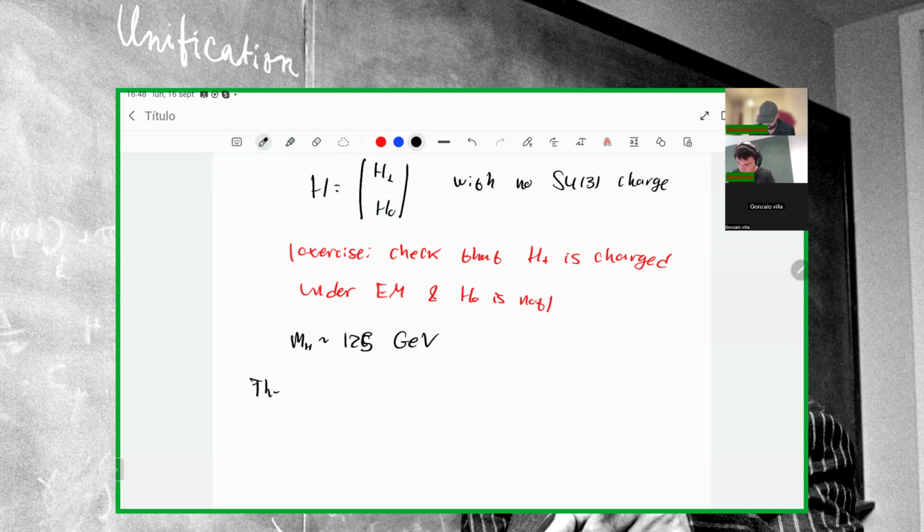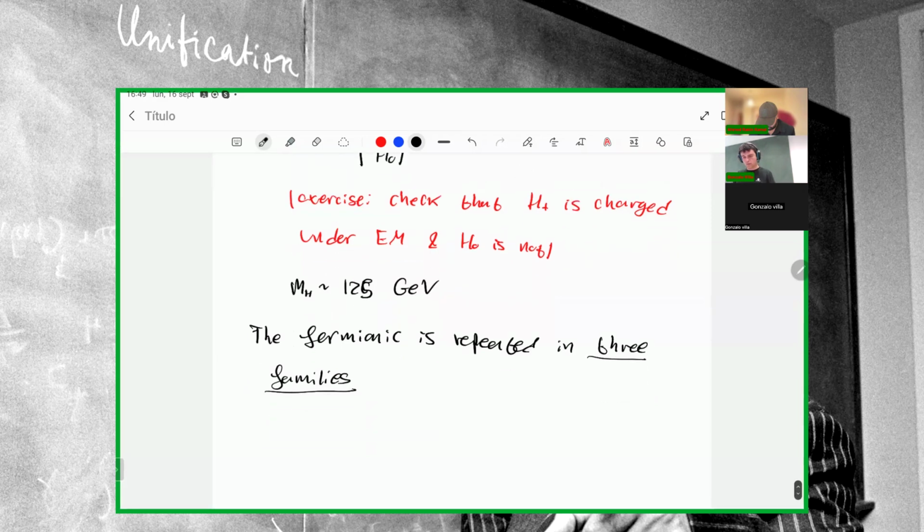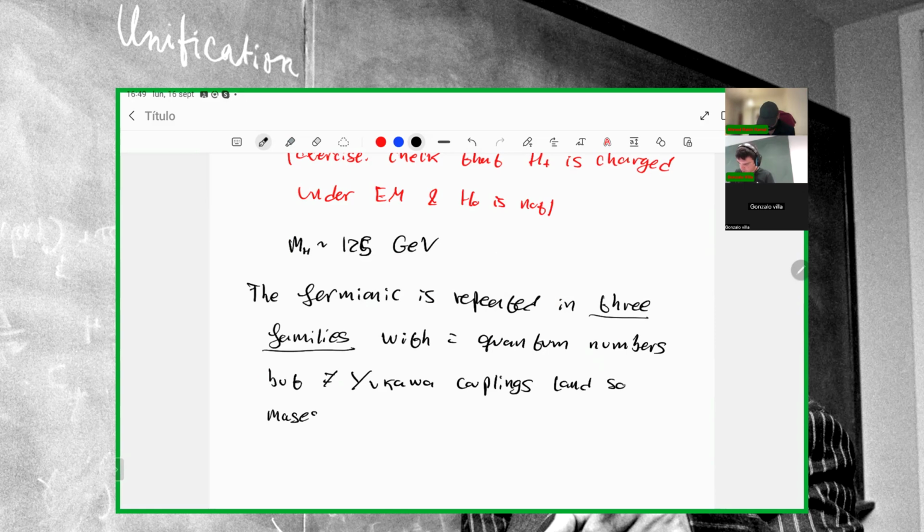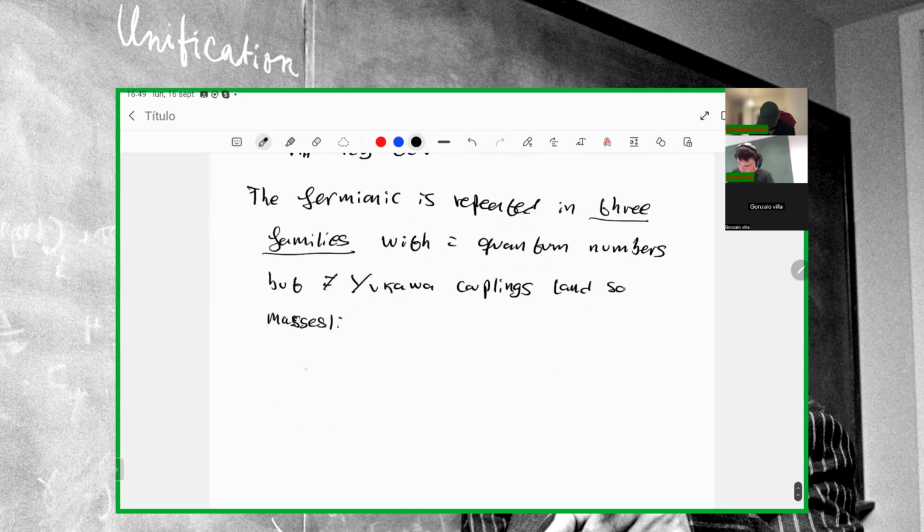Now, very interestingly, the fermionic matter is repeated in 3 so-called families, with equal quantum numbers, but different Yukawa couplings, and therefore masses. So these are the objects.